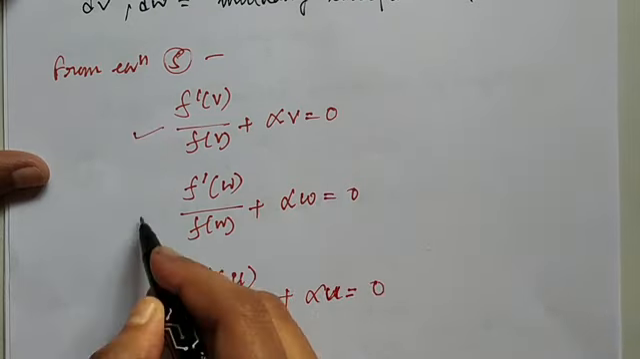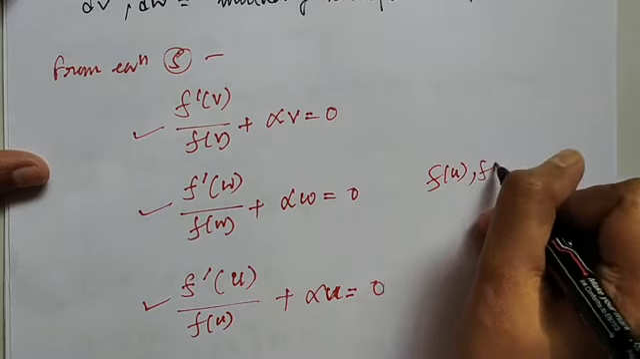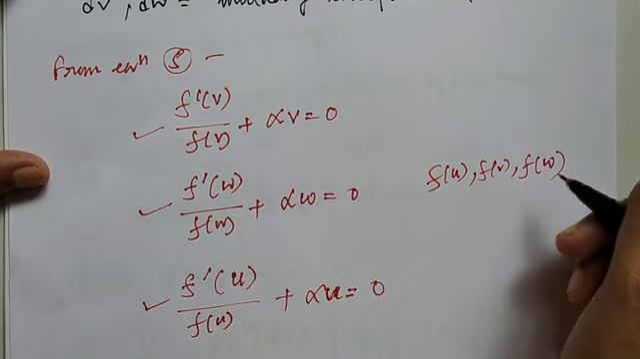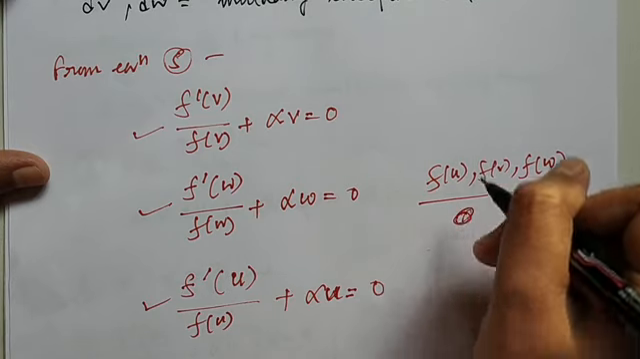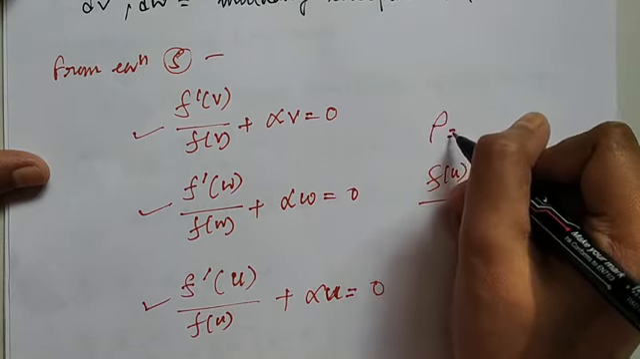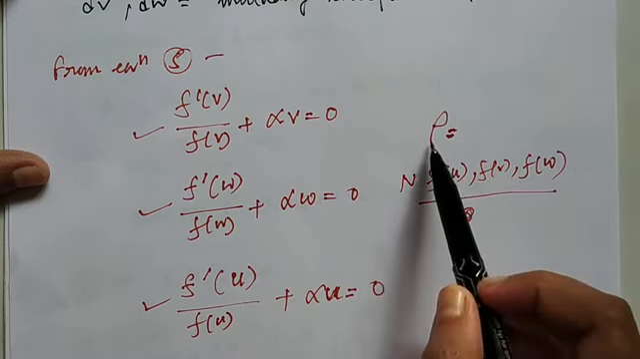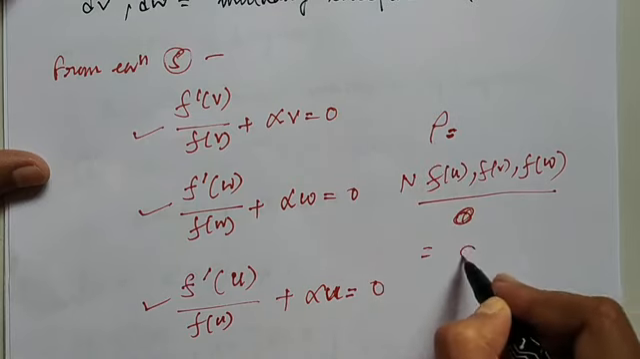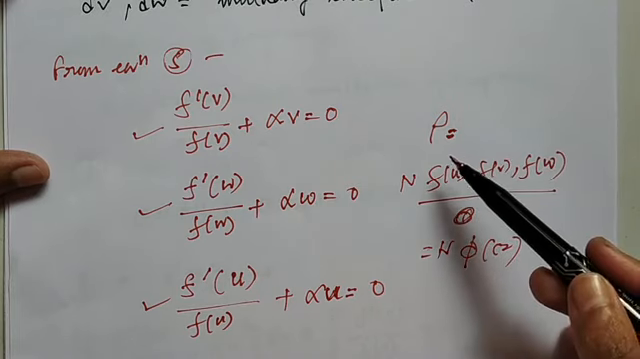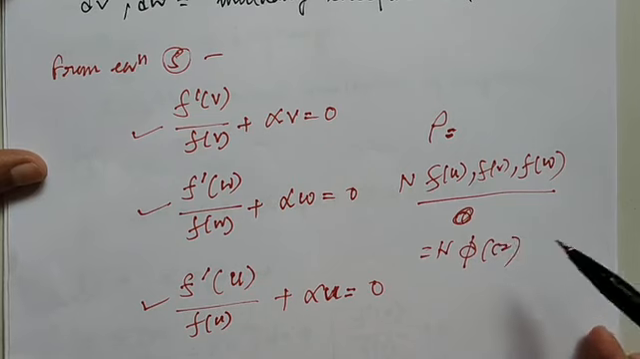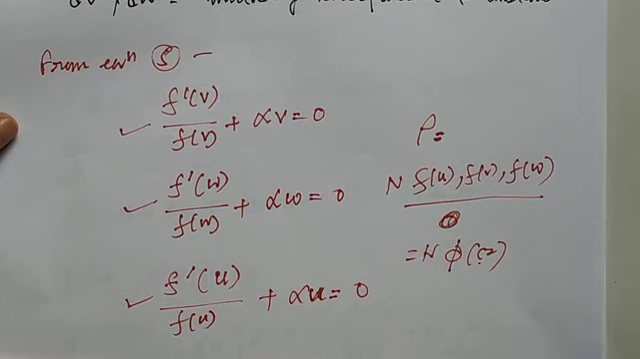Now we will solve these three equations to find the values of fu, fv and fw, and by finding the values of fu, fv, fw, we can find the value of rho, which is the number density, because we know rho equals n fu fv fw. So if we know the value of rho, which is again equal to n phi c square, then we can show how the number density, or the number of molecules, depends on the velocity c, or how the velocities are distributed among the gas molecules.